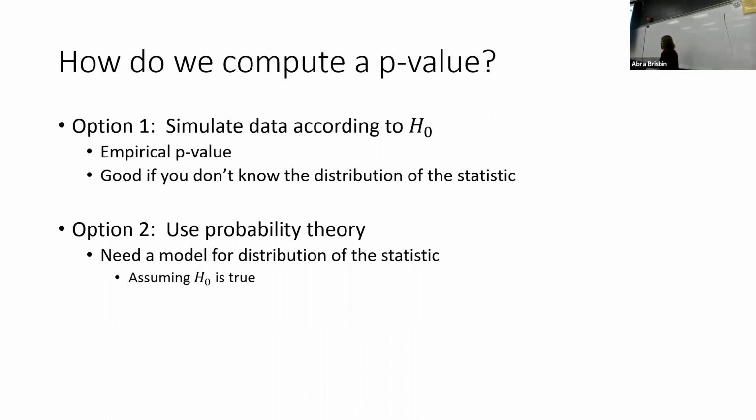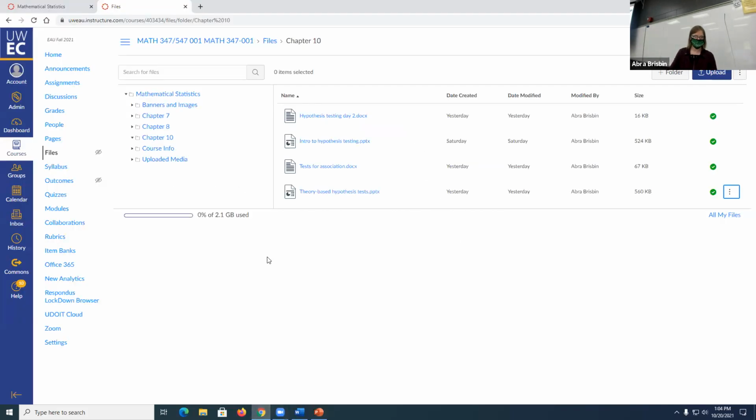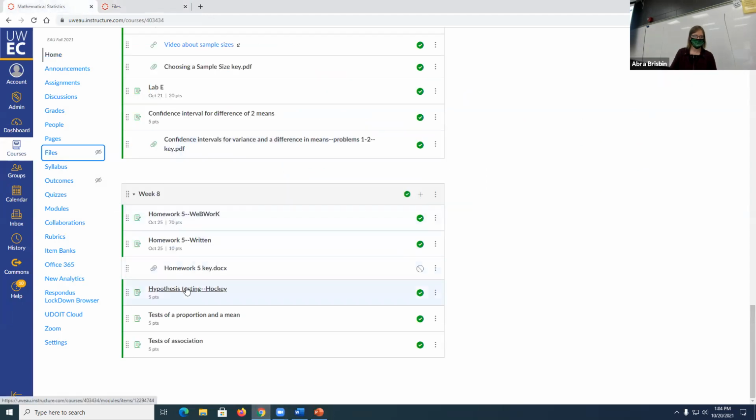So let's think about what this looks like in the context of a problem. Read through the introduction to problem 1, and then try parts A through C. So for folks watching online, this is the test of a proportion and mean activity that's right here.